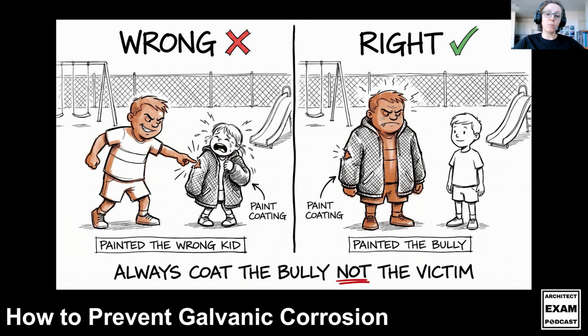Why? Because if you paint the active metal and that paint gets a tiny scratch, you've just created the worst possible surface area ratio. A microscopic exposed anode against a massive noble cathode. That scratch will pit and drill a hole through the metal in record time. But if you paint the noble metal and it scratches, well, the exposed spot is just a small cathode against a large anode, much less damage. So always coat the cathode if you have to choose.